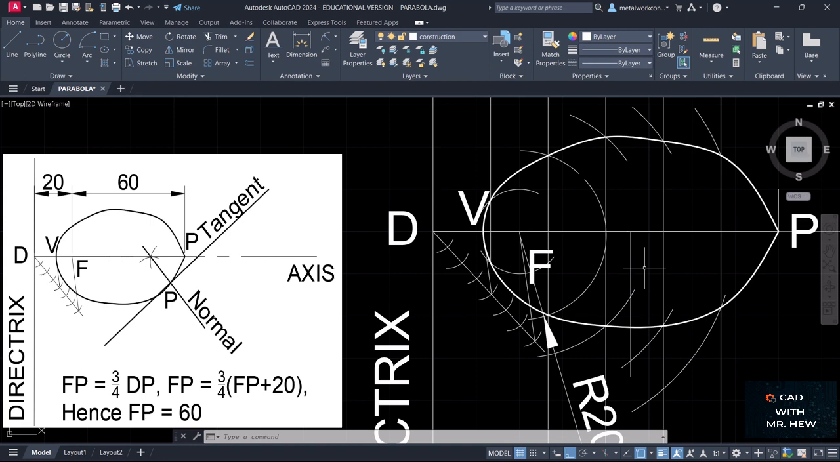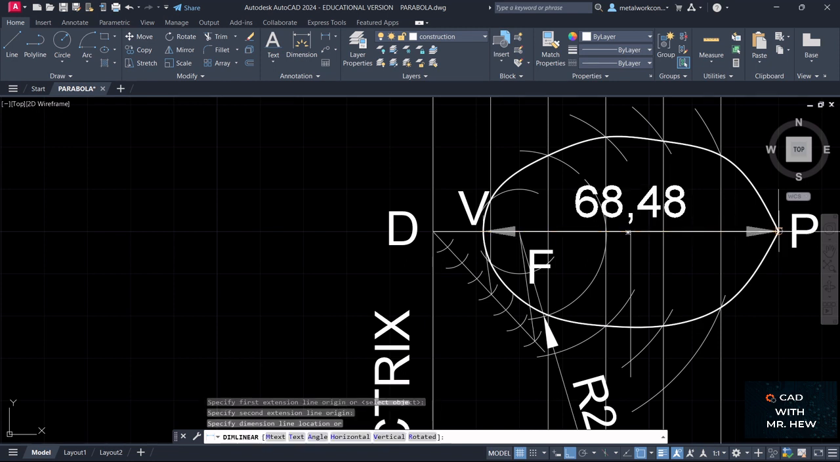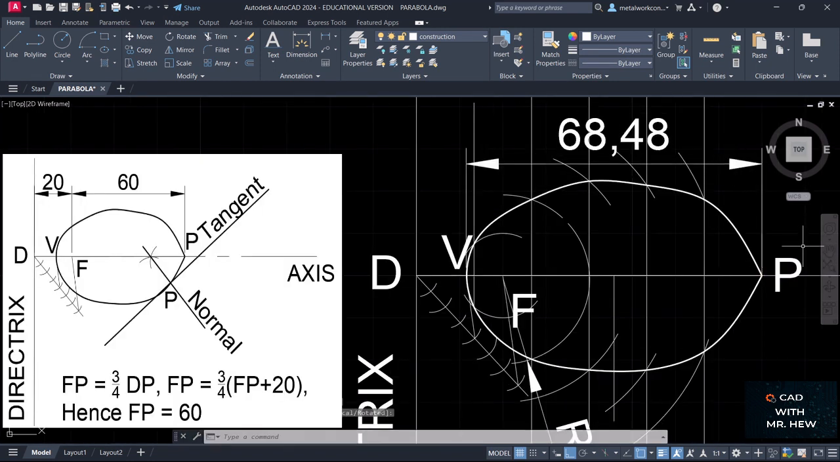All right, so we have to measure the major axis which would be VP. So we're going to go linear and measure from here to the space above there, all right? Half the major axis was 68.48 divided by 2 is 34.2.